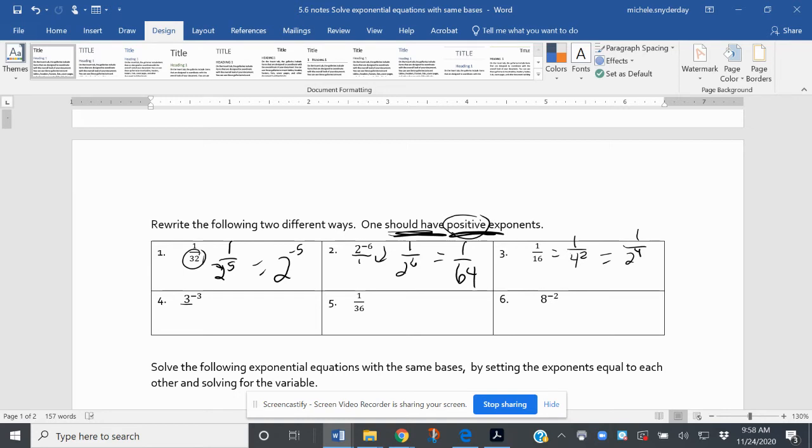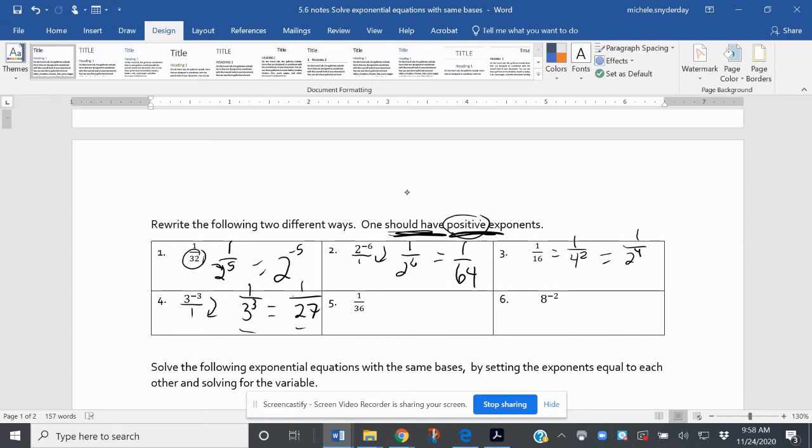3 to the negative 3. Once again, put it over 1 and change places. So this would become 1 over 3 to the 3rd. Well, 3 to the 2nd is 9, and 9 times 3 is 27. So it should be 1/27. So there's 1 in 2 ways.